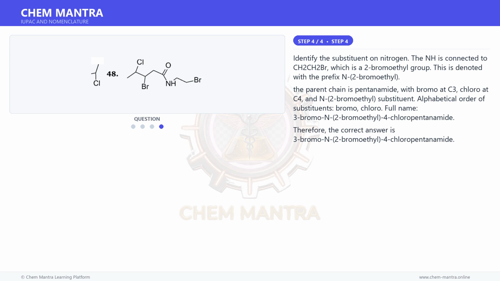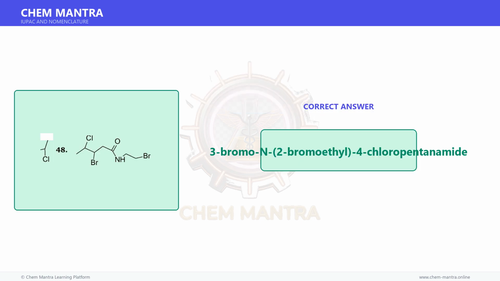Alphabetical order of substituents: bromo, chloro. Full name: 3-bromo-N-2-bromomethyl-4-chloropentanamide. Therefore, the correct answer is 3-bromo-N-2-bromomethyl-4-chloropentanamide. The correct answer is shown on screen.